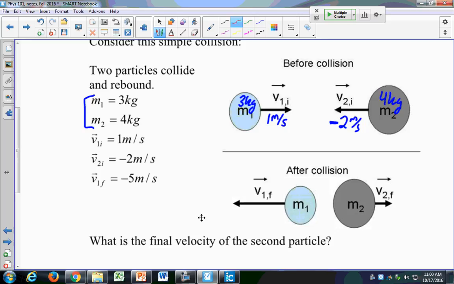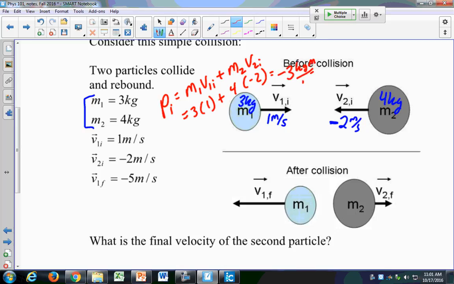I can say that the initial momentum here is M1 V1 initial plus M2 V2 initial. That's going to be 3 times 1 plus 4 times negative 2. So the total momentum is going to be 3 minus 6, or negative 3 kilogram meters per second. That is the total momentum of this system.